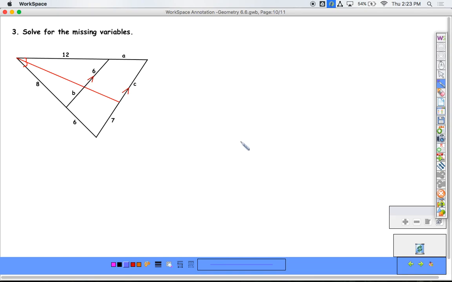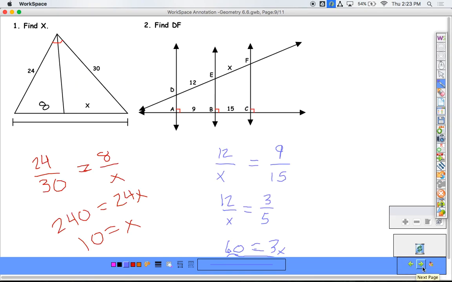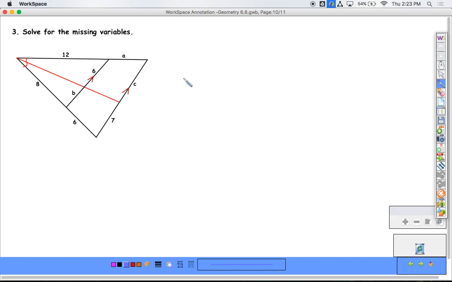All right, now we got a lot of variables. We got an A, we got a B, we got a C. Got to solve for all of them. We got our angle bisector. We got parallel lines. So we got a lot of things going on.